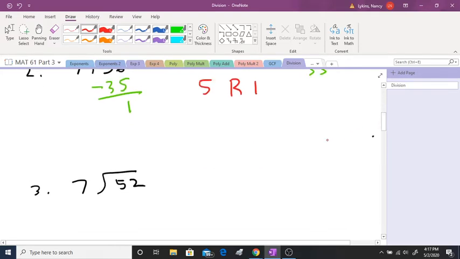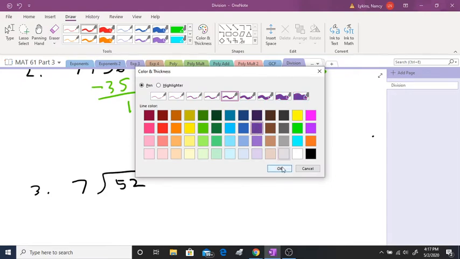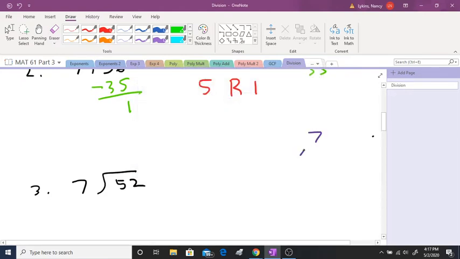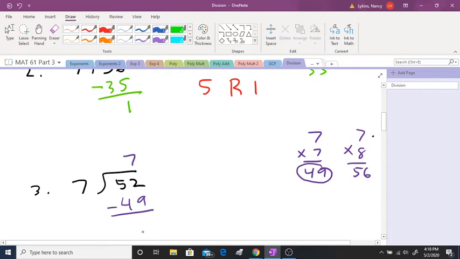Now what about 7 goes into 52? Well, I know 7 times 7 is 49, and I also know that 7 times 8 is 56. So it's going to be between the 49 and 56. That's 52, so I know my answer has to be the lower end, which is 7. So 7 times 7 is 49. We subtract, you get 3. So my answer that I'm looking for is 7 remainder of 3.